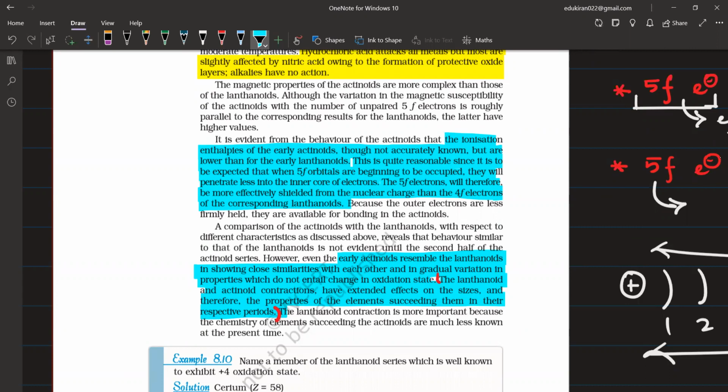तो वहां पे we can completely agree that 5f are going to be shielded more effectively because they have more number of electrons in the core shell. अगर हम 5f की बात करें तो उसके core shell में ज्यादा electrons होंगे and not in the 4f orbitals. Okay, this is one of the important points कि ionization enthalpy is lower than lanthanides. Okay, it is going to be lower than lanthanides.